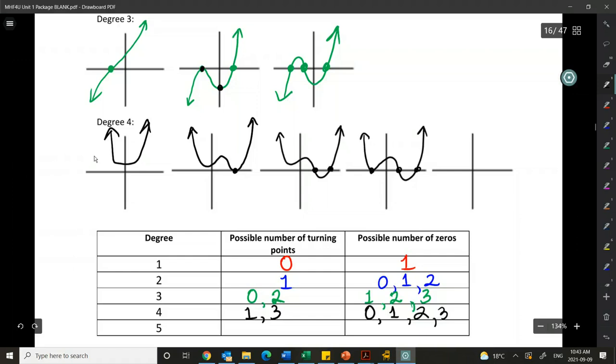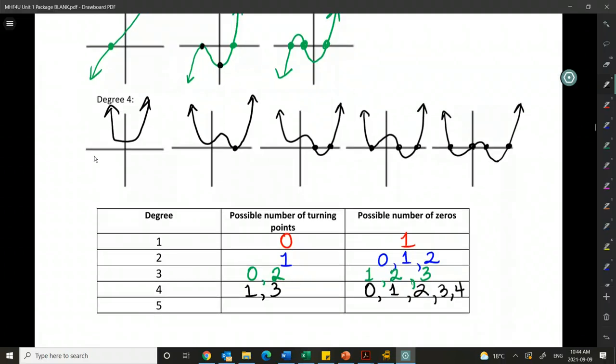And then if I shifted it down a tiny bit once more, I could have 1, 2, 3, and 4. That's the max that I'm going to get. I can go all the way from 0 all the way up to 4. And note that this is degree 4.